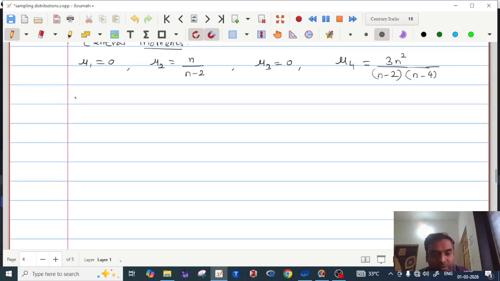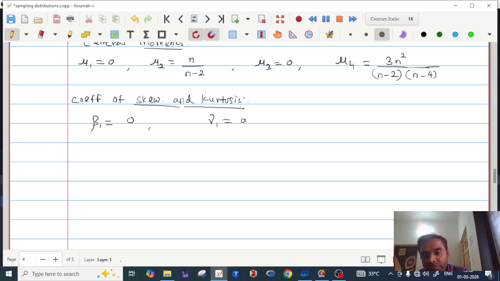Now next is the coefficient of skewness and kurtosis. Once we get the central moments, we can easily find the coefficient of skewness. So beta 1 is mu 3 upon mu 2 square. Mu 3 is 0, so beta 1 is 0, therefore gamma 1 is also 0. So the interpretation is that the t distribution is symmetric in nature.